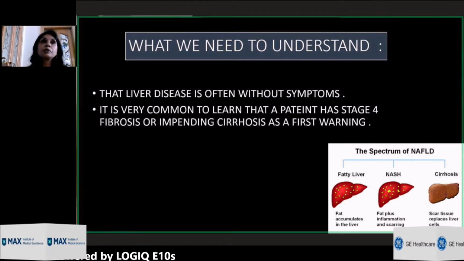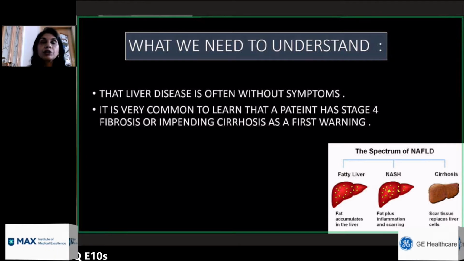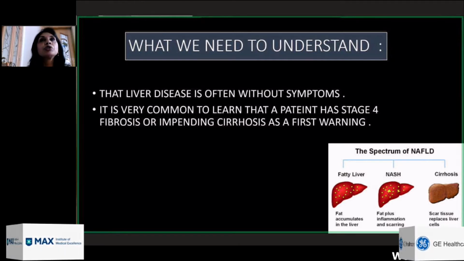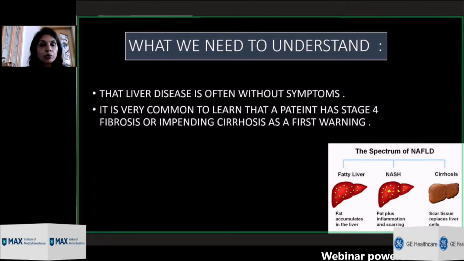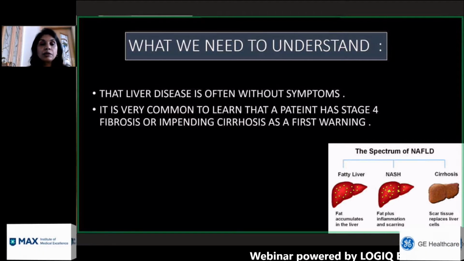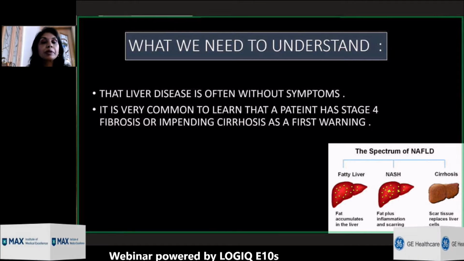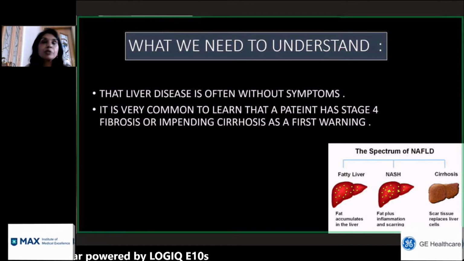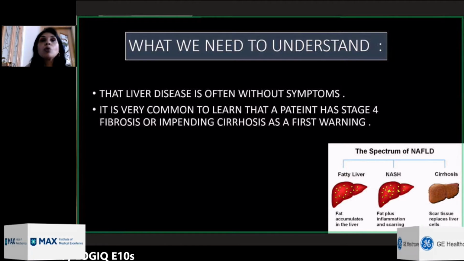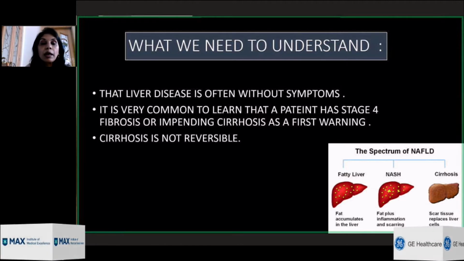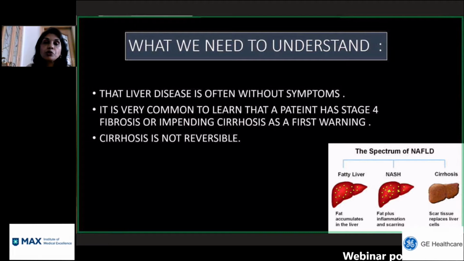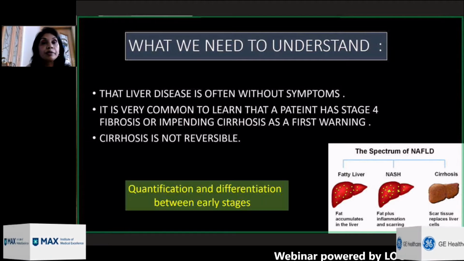And the symptoms could sometimes be so variable that, in order to categorize them, we would need some sort of definitive investigative tool. The second is that it is very common to learn that the patient is already at stage 4 fibrosis or impending cirrhosis as the first warning, particularly in our country, where they don't go for regular health checkups. And last but not the least, cirrhosis. We're talking cirrhosis is not reversible.